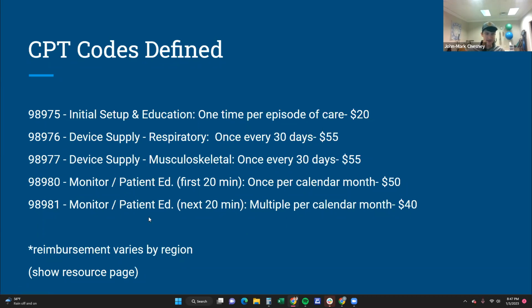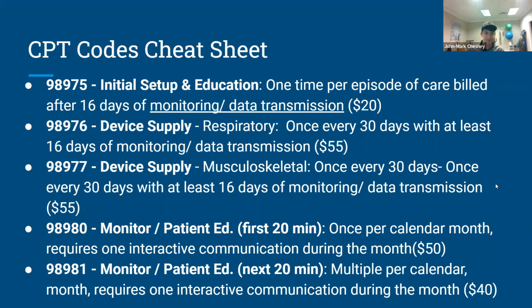So these are a bit different. We're going to get into more specifics about these codes. But this is what I call a cheat sheet, and it's helpful to reference when we're going through the case studies, or you're having to sort out which codes have which requirements. So for instance, the first code's main requirements are that it's 1 time per episode of care, and it's after 16 days. You're only eligible to bill for it after 16 days of monitoring or data transmission.